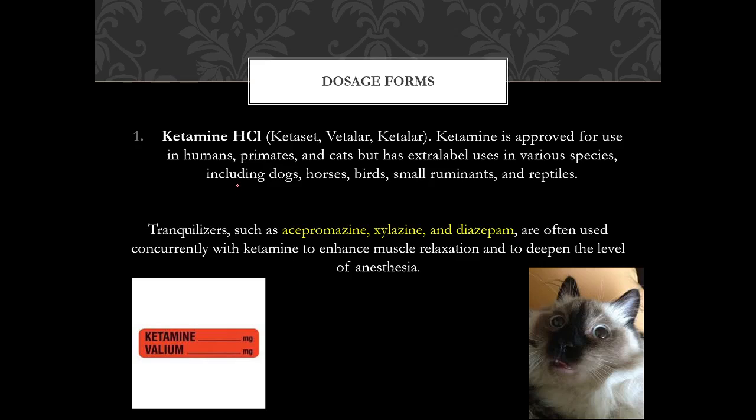We use ketamine, Ketaset, Vetalar, Ketalar. It's approved for use in humans, primates, and cats, but also has extra labels in other species, including dogs, horses, birds, small ruminants, and reptiles. Tranquilizers such as acepromazine, xylazine, and diazepam are often used concurrently with ketamine to enhance muscle relaxation, because we don't get it with ketamine, and to deepen the level of anesthesia. This is a cat that is dissociated. It has ketamine on board. You can tell because its eyes are wide open and they're very dilated.